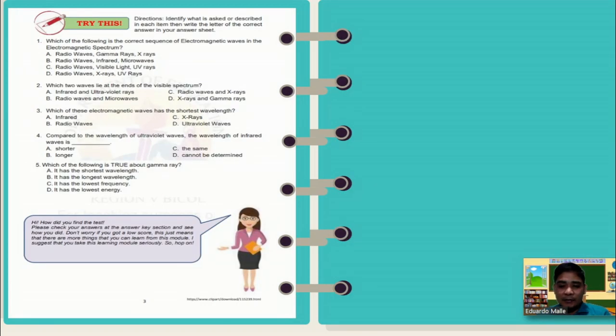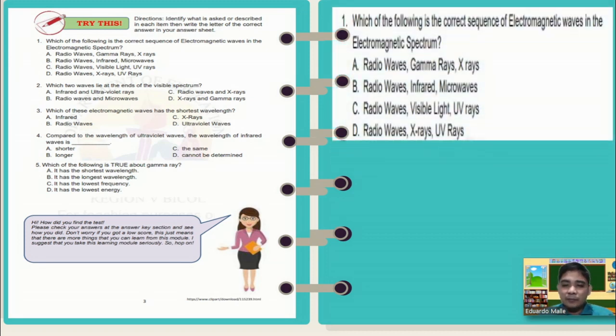Okay, before we proceed to the different activities and exercises in this module, let us check first the Try This, or the pre-test. I'm going to read the questions, and while I'm reading the question, you have to suggest in your mind what will be the possible answer. And let us check also if your answers are correct. So let us read number 1.